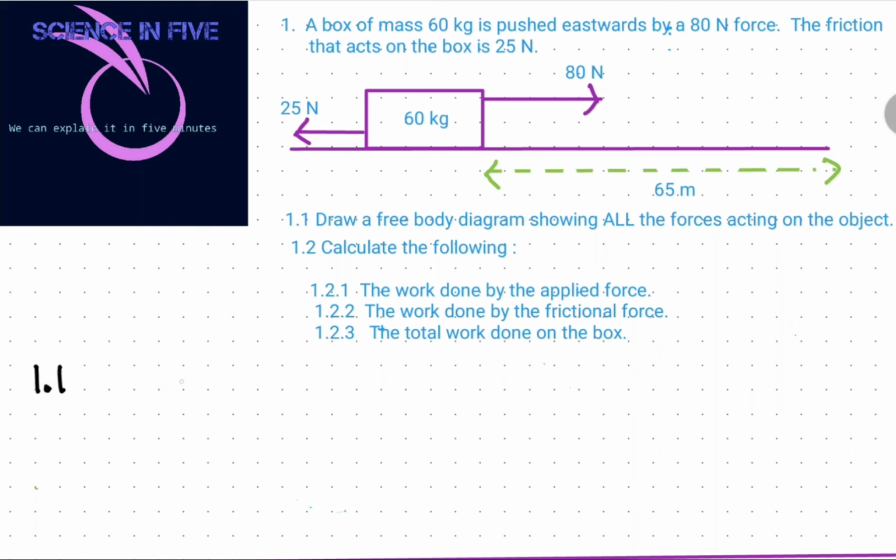To draw a free body diagram, remember we always mimic a Cartesian plane, and we're going to draw the forces as pulling forces. So I can see there's an applied force, 80 newtons. There's a frictional force, 25 newtons. And then there's the weight acting vertically downwards and balancing the weight, the normal force acting vertically upwards.